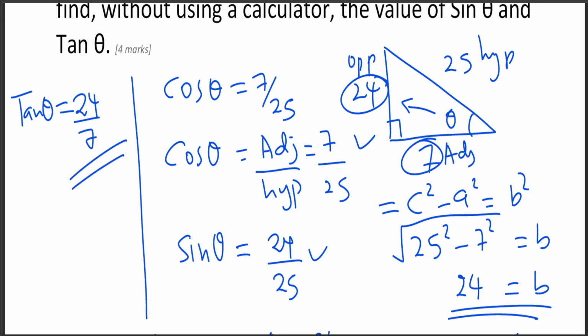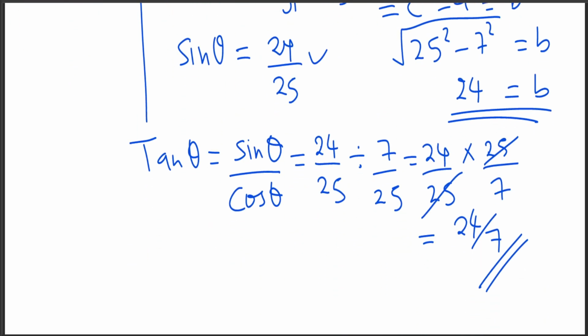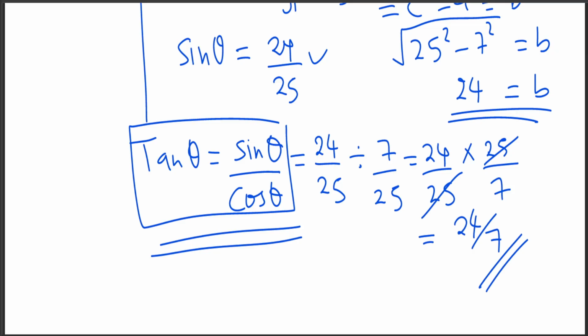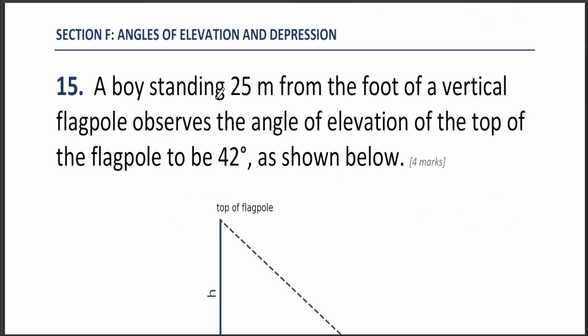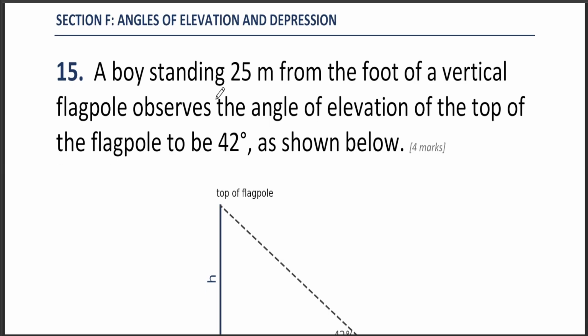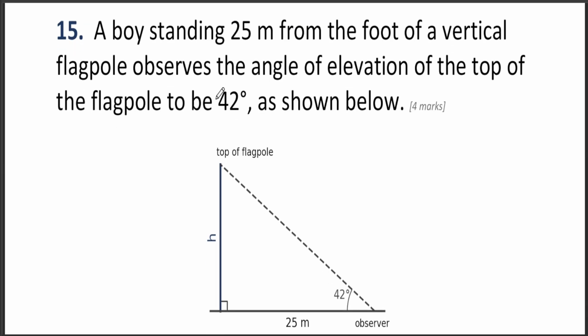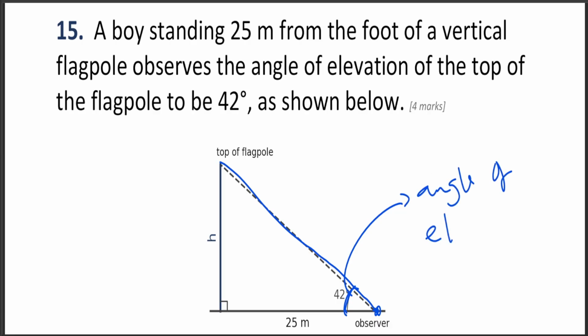But now the main question was looking at this, because that is why its marks are many. So they were looking at whether you know how to use tan theta. So now section F, that is angles of elevation and depression. A boy standing 25 meters from the foot of a vertical flagpole observes the angle of elevation of the top of the flagpole to be 22. So if a person is the observer here, the angle up to the top of the flagpole is now called the angle of elevation. I have already taught you, so there is no need to stress.